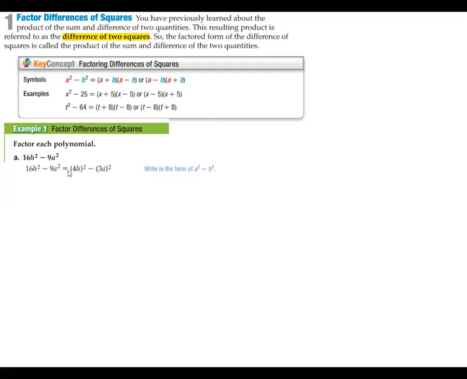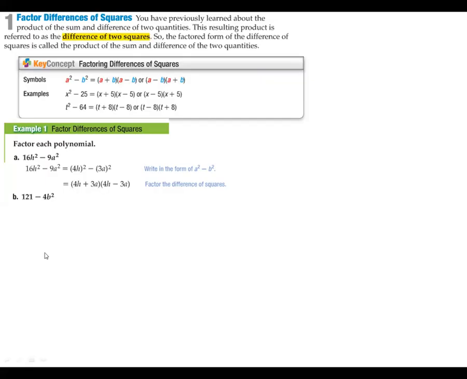So now I have it written in the form something squared minus something squared, and those somethings are what you use for the a and b in the pattern. So you can go right to the factored form as 4h plus 3a times 4h minus 3a. All right. And again, you could have written it as 4h minus 3a times 4h plus 3a. You only need to write it one way. Just make sure one's plus and one's minus.